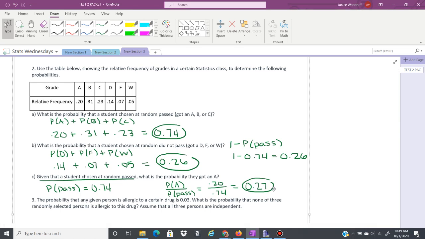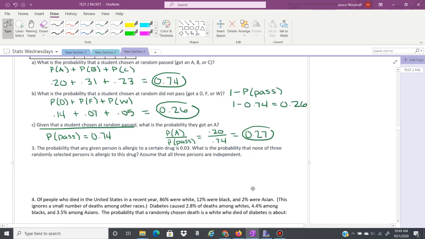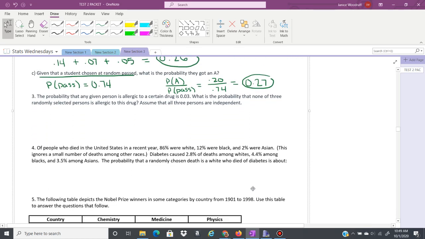All right, the next one we have is: the probability that a person is allergic to a certain drug is 0.03. What is the probability that none of 3 randomly selected persons is allergic to this drug? Assume that all 3 persons are independent. Okay, so when the events are independent, we can multiply these together.